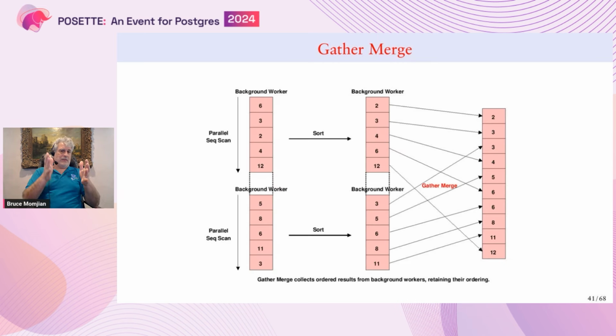Similar process. We have a large table on the left. We have two parallel sequential scans working. These two parallel sequential scans, each worker is sorting its own results. So we have two sorts going on in parallel, the top one and the bottom one. And then when we want to return the result to the user, instead of using a partial aggregate, which we can't because we're not using aggregates here, we're going to do a gather merge, similar to the way we did a merge append.